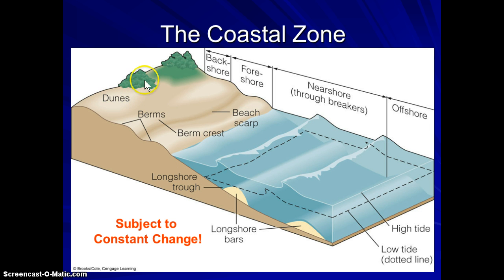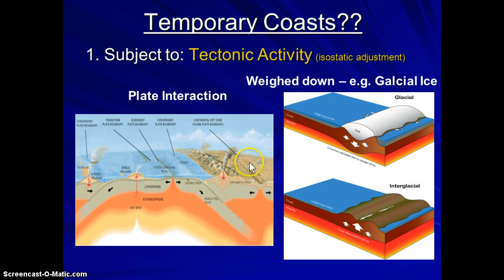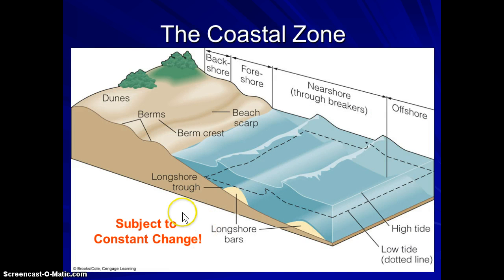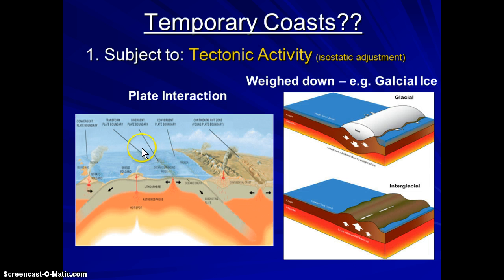So does the tidal action or wave action affect the continent here, and does what's happening on the continental section here affect the ocean at all? But as I said, the most defining feature is it's all subject to change because of those interactions. So why do we call them temporary? Why are coasts temporary and subject to change?